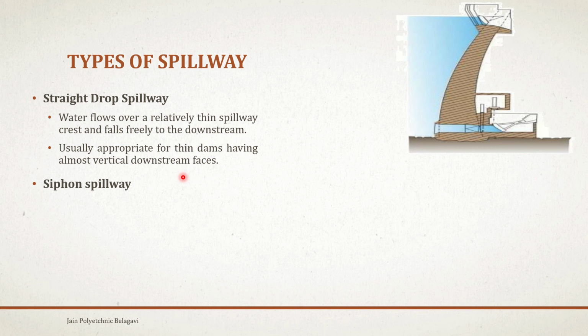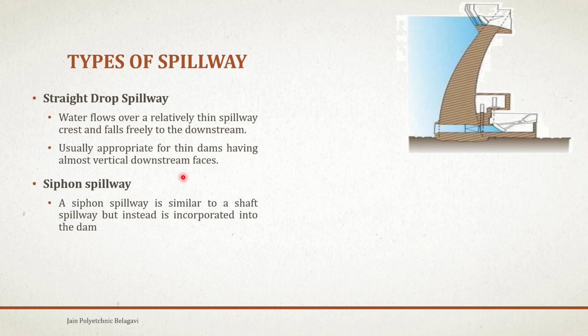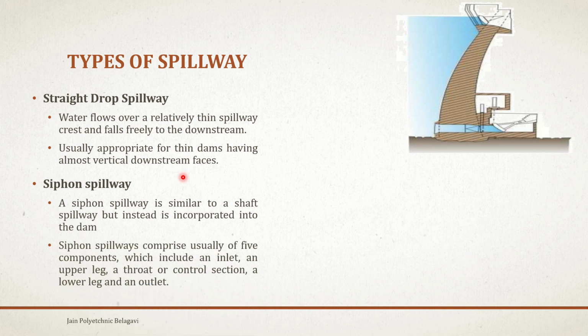Next we have the siphon spillway. A siphon spillway is similar to a shaft spillway but is instead incorporated into the dam. Siphon spillways usually comprise five components, which include an inlet, an upper leg, a throat or control section, a lower leg and an outlet.